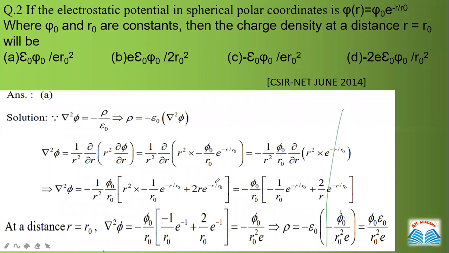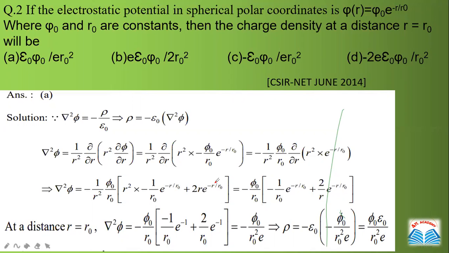So question number 2 is: if the electrostatic potential in spherical polar coordinates is phi(r) equal to phi naught exponential minus r over r naught, where phi naught and r naught are constants, then the charge density at a distance r equal to r naught will be. This question is from NET June 2014. So we have to calculate the charge density. We are given the potential, and we have to use spherical polar coordinates.